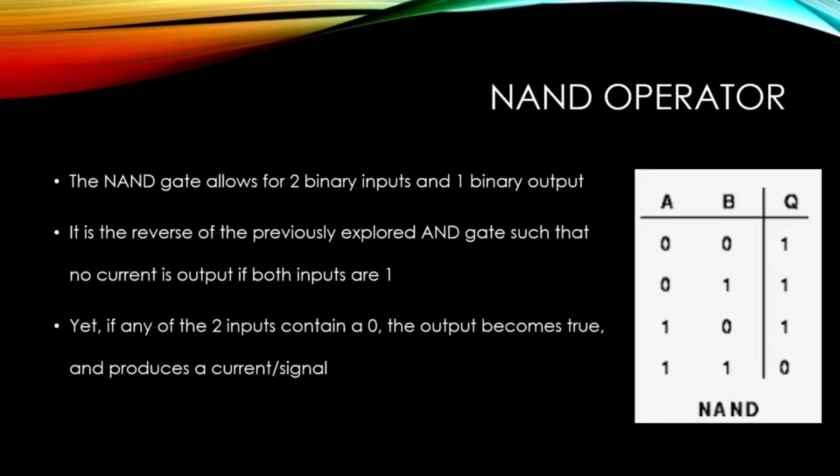The NOT AND gate allows for two binary inputs and one binary output, and it is the reverse of the previously explored AND gate, such that no current is outputted if both inputs are 1. So if any of the two inputs contain a 0, the output becomes true and produces a current or signal. If any one of the inputs has a 0 in it, the output is true.